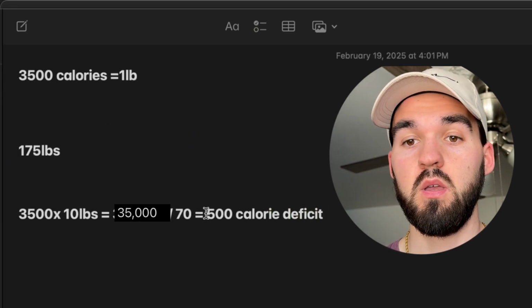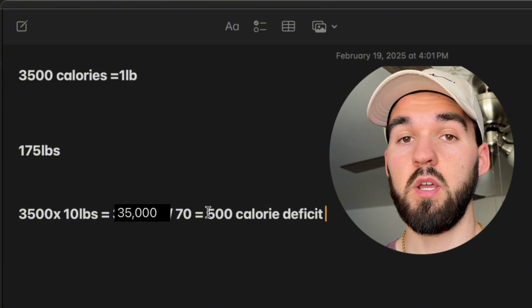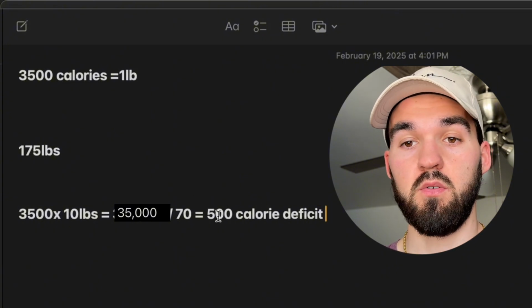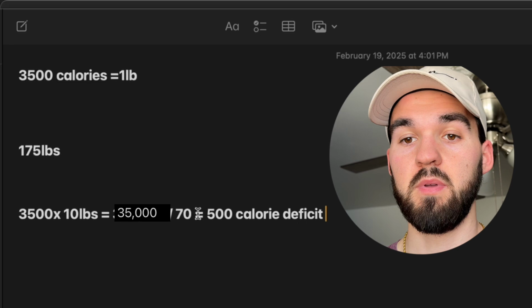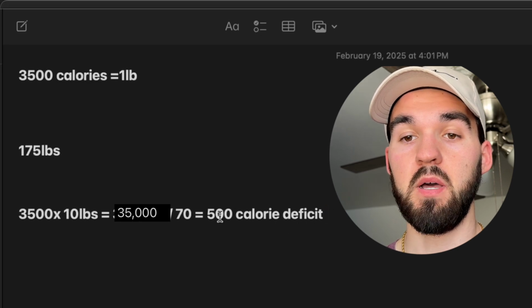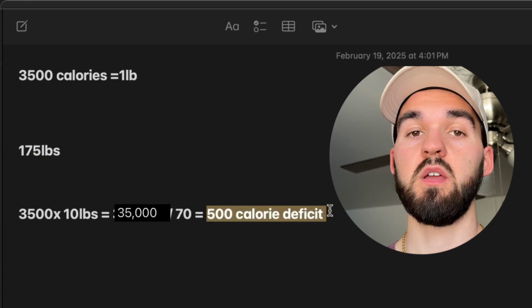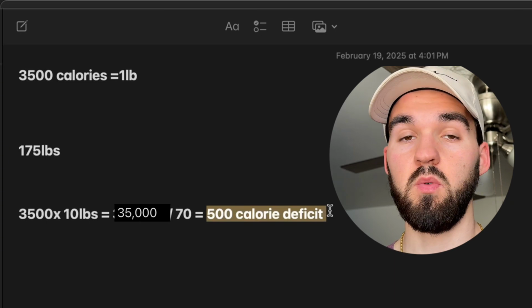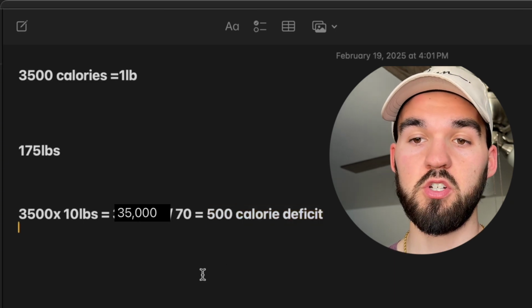If you want to go more strict, you can go more strict and go 750, 1,000 if you're bigger. But 500 calories is usually a really good start to a deficit, and then kind of see what happens with your weight and go from there. So let's say 500 calorie deficit.